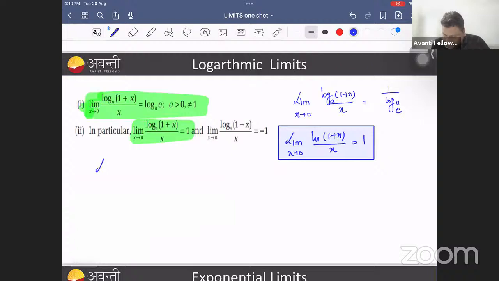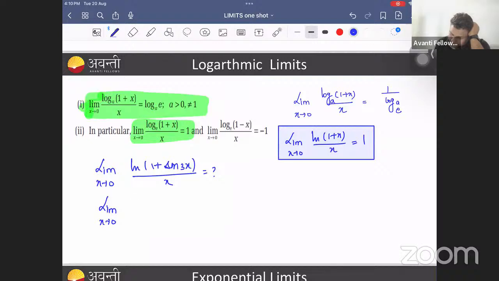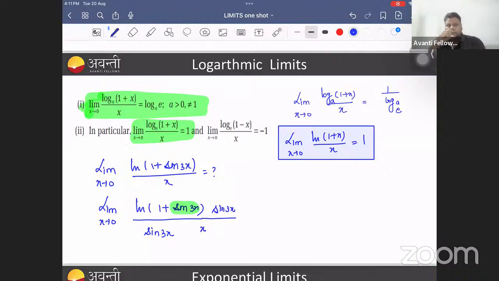Now, as a simple question, if I ask you, what is the answer of limit x approaches 0, ln(1 + sin 3x)/x? Now see, not at all a tough question. Now, if you see, this sin 3x as x approaches 0 is going to 0. So let us create it in the denominator. Then certainly I'll have to multiply in the numerator also. And there is x in the denominator also.